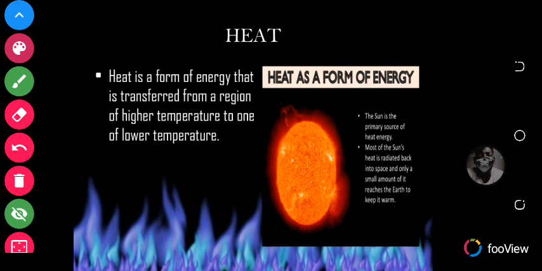So heat as a form of energy. The sun is the primary source of heat energy. Most of the sun's heat is radiated back into space, and only a small amount of it reaches the earth to keep it warm. So the heat that comes from the sun is not all the heat that the sun produces. It's just a little one that reaches the earth.